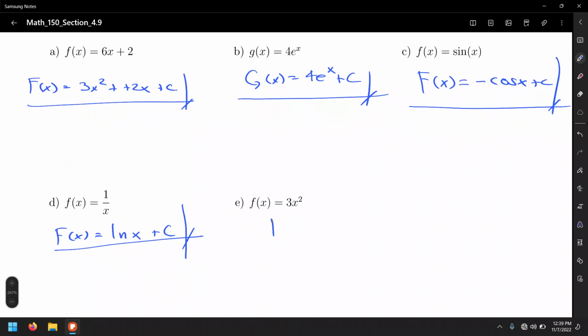One more. What function has a derivative 3x squared? X cubed. And I'm not going to forget the plus c this time. Here it is.